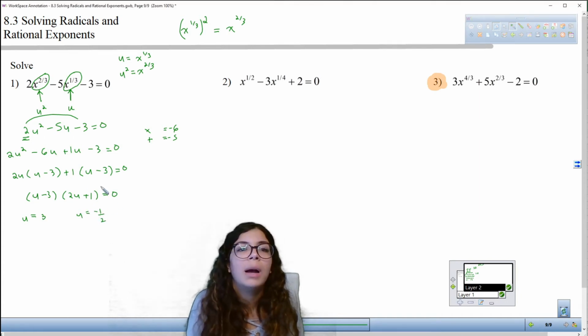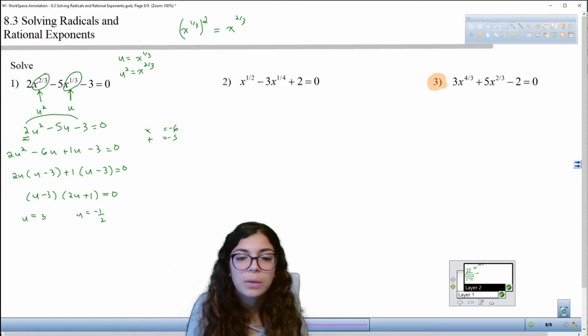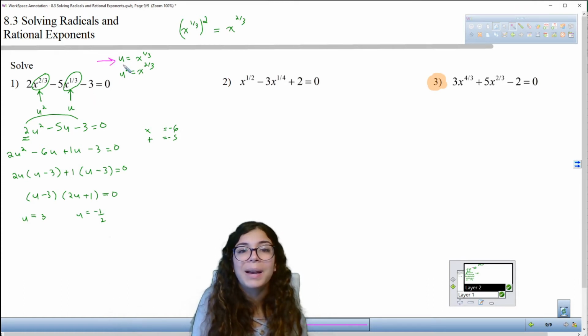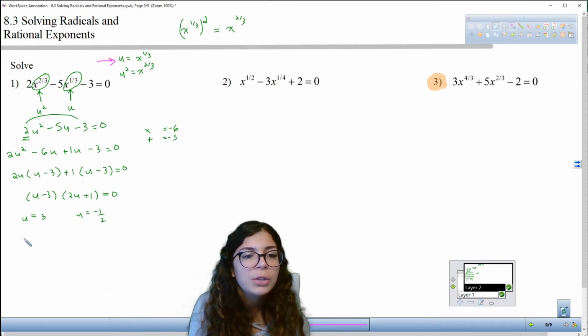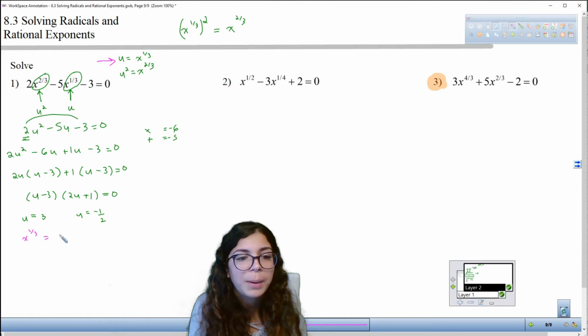Now that we have u solved for, we need to go ahead and plug it back in so we can find what x is, which is really the question we're looking for. So I'm going to go ahead and replace u with what it is, which is x to the power of 1/3.